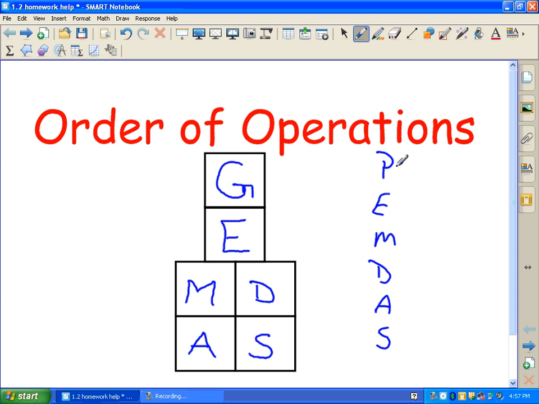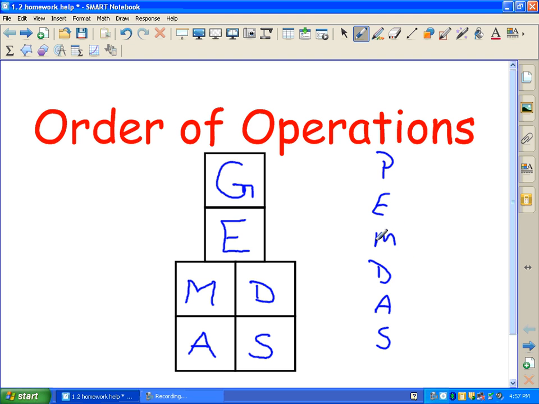The first one is the P. People are taught that the P stands for parentheses, which is fine. Parentheses do come first in a problem, but it's not just parentheses. What comes first in a problem is any form of grouping symbols. That could be parentheses, it could be brackets, it could be absolute values, it could be anything that groups stuff together. That is always done first. So instead of having the P first, I prefer having a G first. The E stands for exponents, and that's fine.